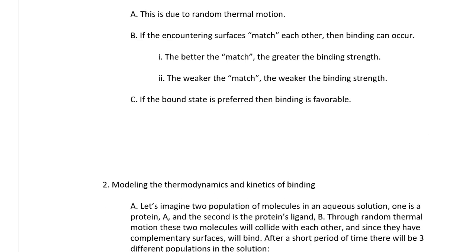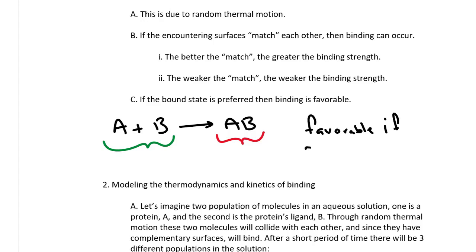So what we're saying here is that if I had two molecules, A plus B, and they bind to each other, there's a bound state of A and B. Then if at equilibrium I have more of this than this, then this process of binding is favorable. So favorable if the concentration of A and B bound to each other is greater than the concentration of A plus the concentration of B. I just have more in complex than I do alone together.